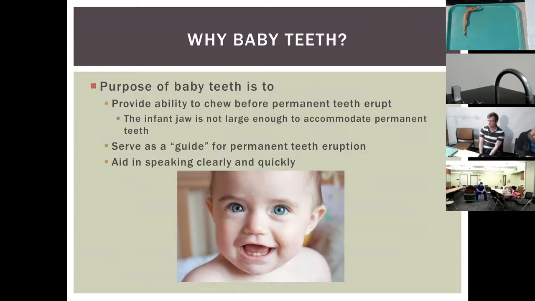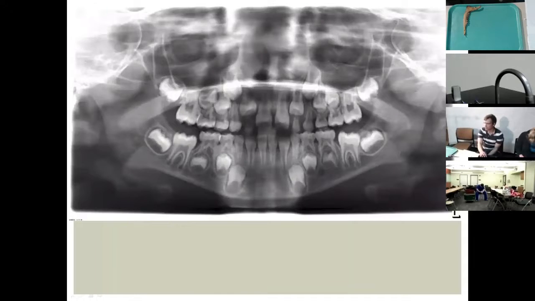They also serve as a guide for permanent teeth eruption. So they kind of maintain a space in the gum line and in the jaw line for those teeth coming up before they erupt and become permanent teeth. And they aid in speaking clearly and quickly. So if you've ever heard anybody that doesn't have any teeth speak, it's very difficult to understand them at times because teeth really help with phonetics.